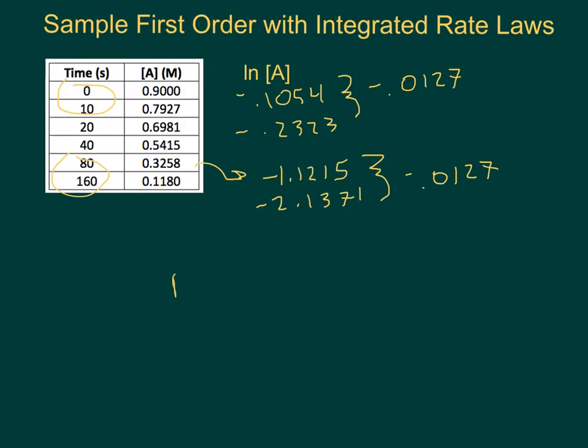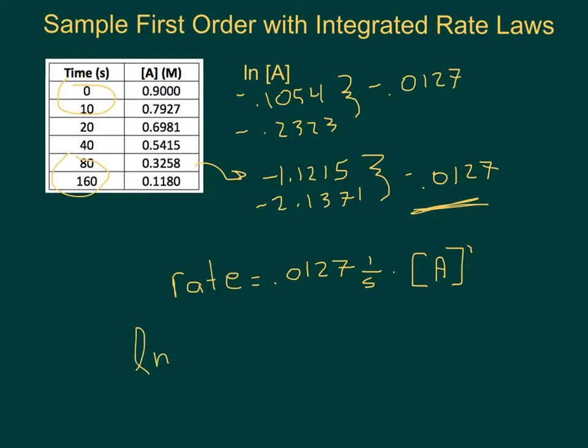Remember that this tells us this is a first order reaction. So rate is equal to k, and in this case, k is the negative slope, so 0.0127, the units of this being 1 over seconds, times the concentration of A to the first power. Our integrated rate law will be the natural log of concentration of A at any time t is equal to the negative rate constant, in this case 0.0127, times t plus the natural log of the initial concentration, which in this case is 0.9.